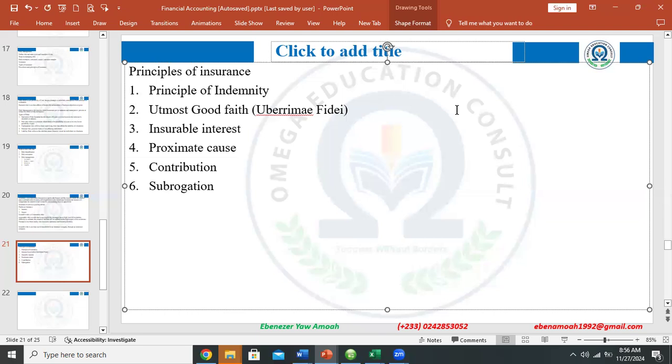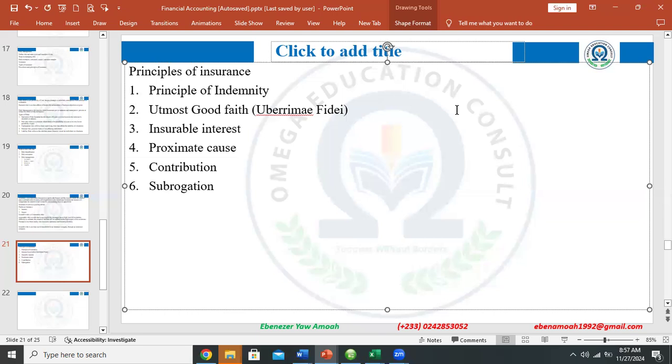Because that will mean that I'm profiting from the insurance. So the essence of the indemnity is, one, to discourage the insured from making profit. If you suffer a loss, we compensate you for the loss you have suffered. So if you suffered a loss of 100 cedis, the insurance company is to indemnify you 100 cedis. That's the principle of indemnity. The insurance company is supposed to get you to the state before the loss. We call that the pre-loss state.